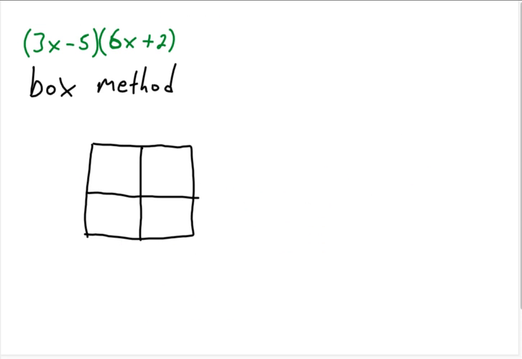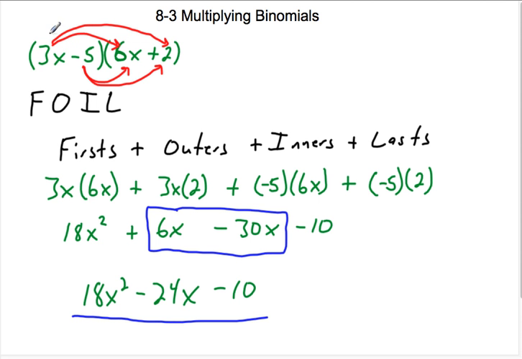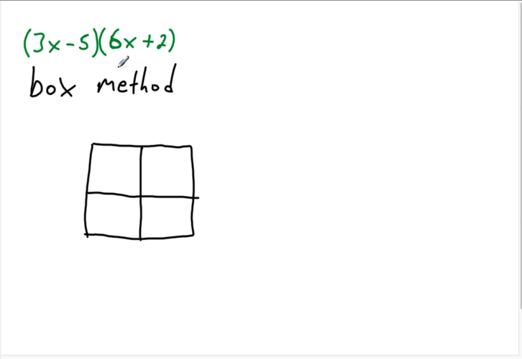Alright, now I'm going to show you a different method for the same problem. Notice it's the same problem, 3x minus 5, 6x plus 2. This is called the box method. This is nice to learn because it's going to help us later on in the chapter when we talk about factoring. So we're definitely going to want to learn the box method here.